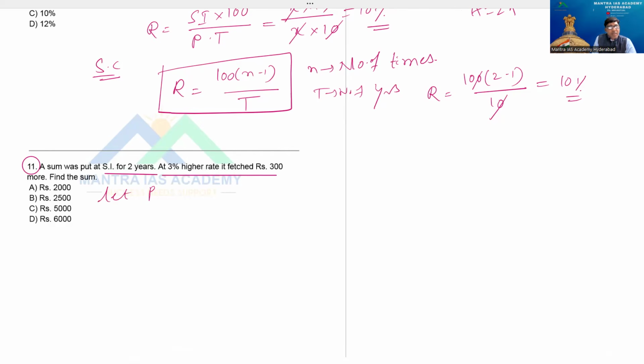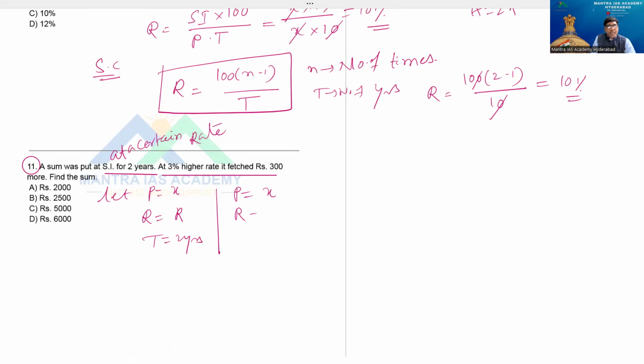So what can you say? Let P be equal to X, I should take, in the beginning, or P as it is, no problem. A sum was put at simple interest at a certain rate. He doesn't mention the rate, so I should take some R. At a certain rate for 2 years, so R is some rate, and time is equal to 2 years.